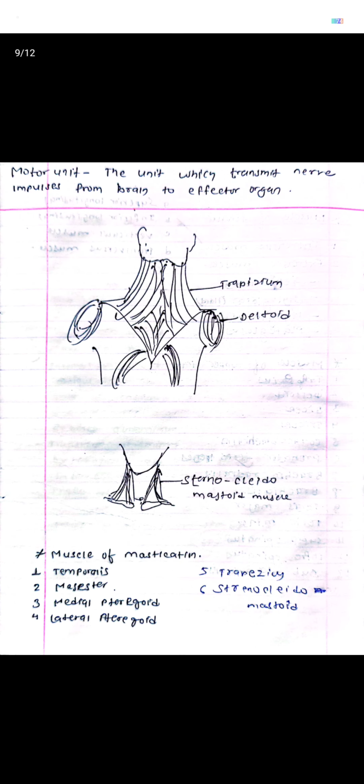Muscles of face, head and neck. Frontalis, nasalis, orbicularis oris, mentalis, masseter, buccinator, rhomboid minor and major, temporalis, occipitalis, orbicularis, fronto-occipitalis muscle. Motor unit. The unit which transmits nerve impulse from brain to each effector organ. Muscles of mastication. Temporalis, masseter, medial pterygoid, lateral pterygoid, trapezius, sternocleidomastoid. Muscles of tongue. Intrinsic muscle, extrinsic muscle.